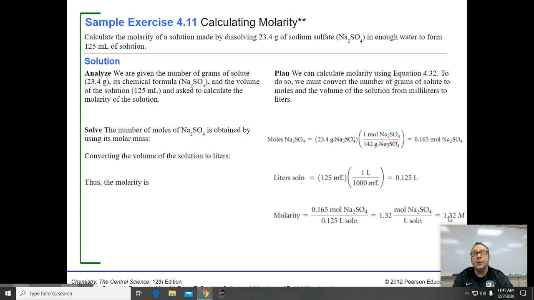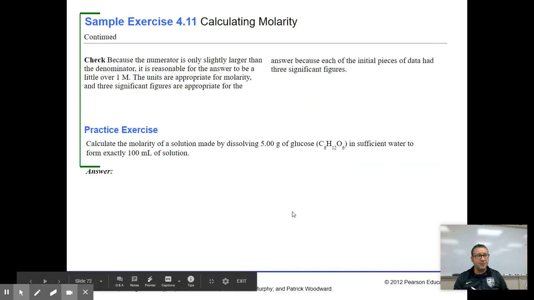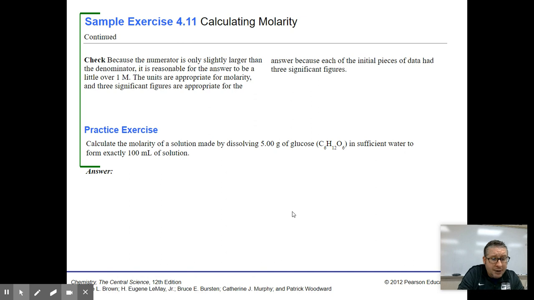And this is how we receive all of our solutions in our storage room here. It always tells us the concentration in molarity based off the volume that we are given. All right, let's do our own example here. It says calculate the molarity of a solution made by dissolving 5 grams of glucose in sufficient water to form exactly 100 milliliters of solution.